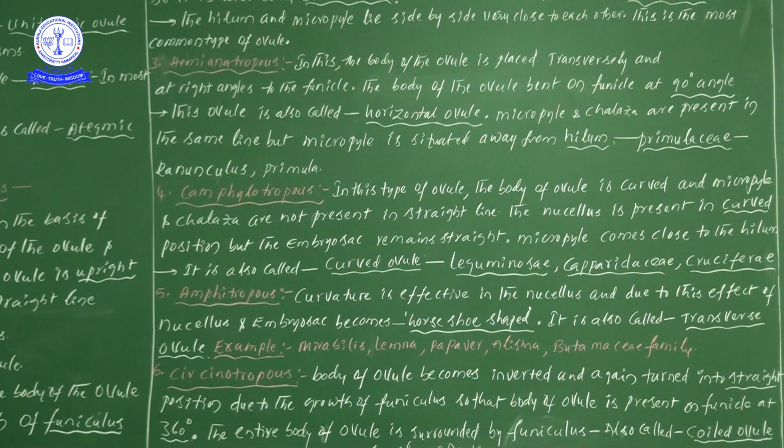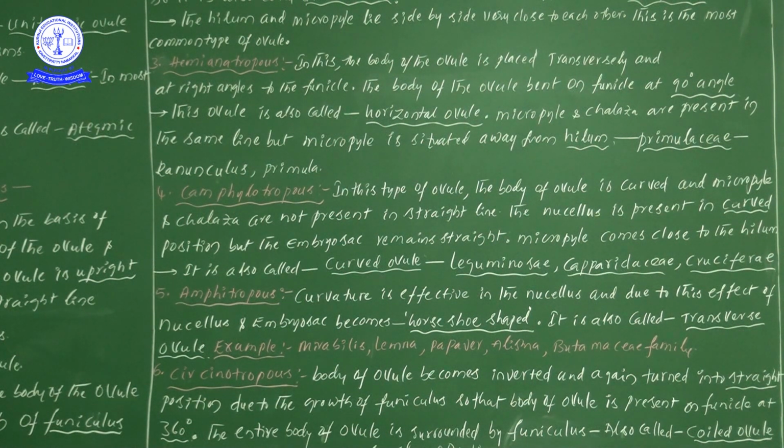Next one, Amphitropous, best examples are Butomaceae family members, Alisma, Papaver, Lemna and Mirabilis. Next one, Circinotropous, best example Opuntia, and Circinotropous ovules we also call by one more name, coiled ovule, belonging to the Cactaceae family members. This is a small piece of information regarding types of ovules on the basis of position of the different parts, and one more type of ovules is on the basis of integuments.